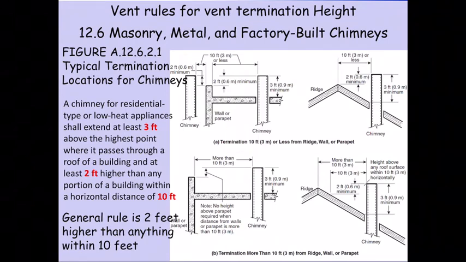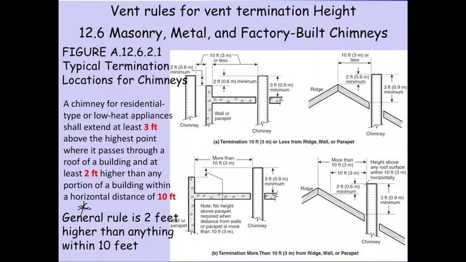This is an excerpt out of the code book that talks a little bit about how they want everything 2 feet higher than anything within 10 feet. And 3 feet higher in this example, above the highest point where it passes through a roof, and 2 feet higher than anything within 10 feet. So again, without getting too techie, I think the general rule is if you're within 10 feet of anything, try to get the vent system 2 feet above that. That is generally a good rule for your chimneys. Again, a little bit higher typically means a little bit better.